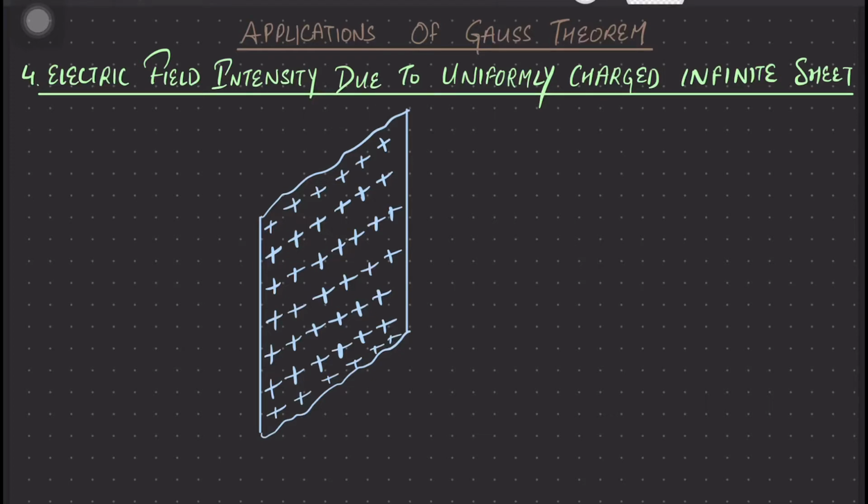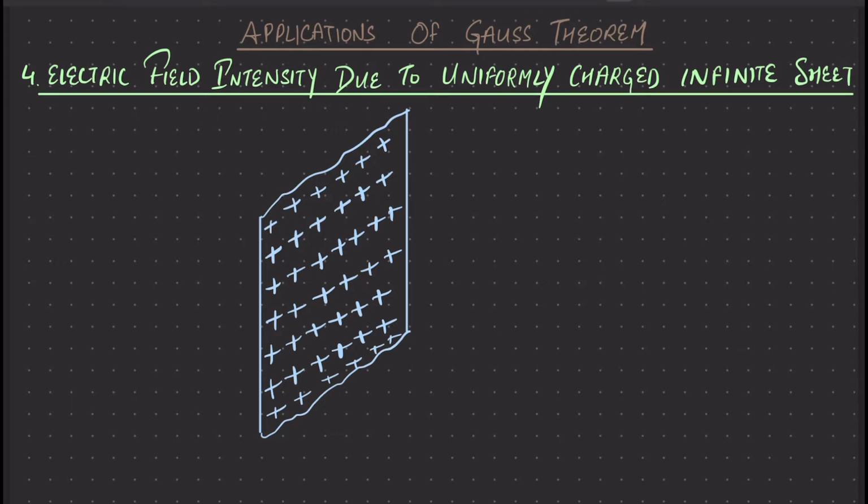This is Unit 1 Electrostatics and we are discussing the applications of Gauss theorem. The fourth application which we are going to discuss is electric field intensity due to uniformly charged infinite sheet, and we know in order to apply the Gauss theorem we always need a Gaussian surface.